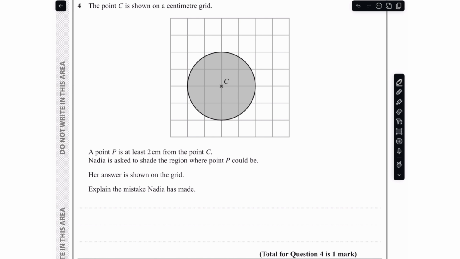In question 4, the point C is shown on a centimeter grid. A point P is at least 2 centimeters from the point C. Nadia is asked to shade the region where point P could be. Her answer is shown on the grid. Explain the mistake Nadia has made.